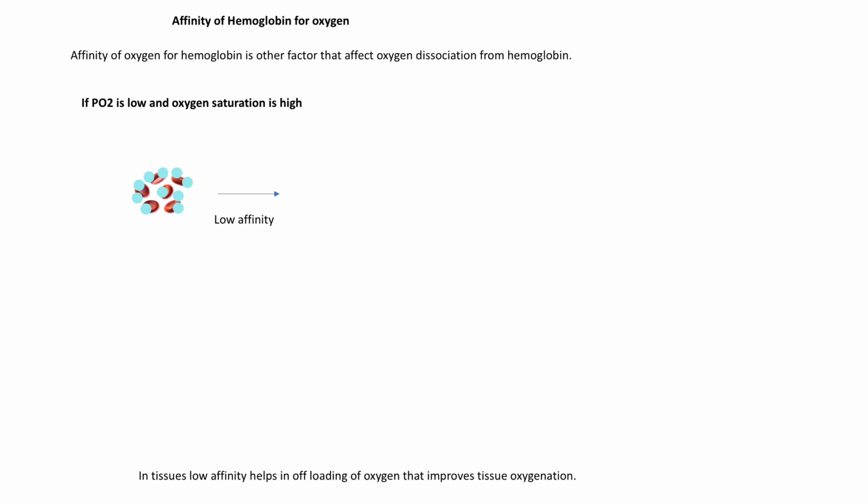Another important factor that affects oxygen binding or dissociation from hemoglobin is the affinity of hemoglobin for oxygen. Affinity of hemoglobin for oxygen affects oxygen binding or dissociation even if the partial pressure remains the same. Affinity means how readily or easily oxygen binds to or dissociates from hemoglobin.